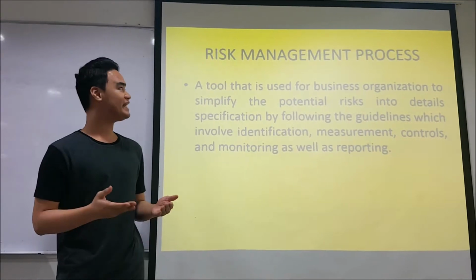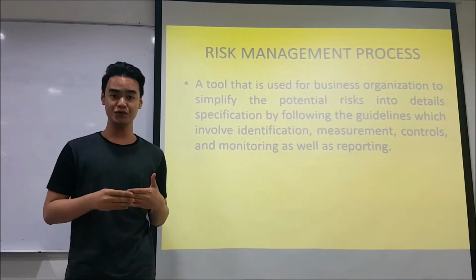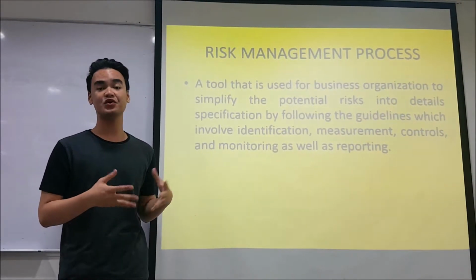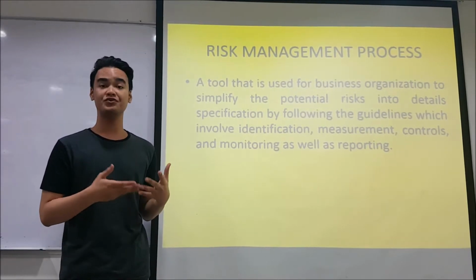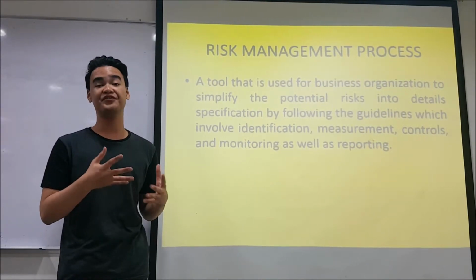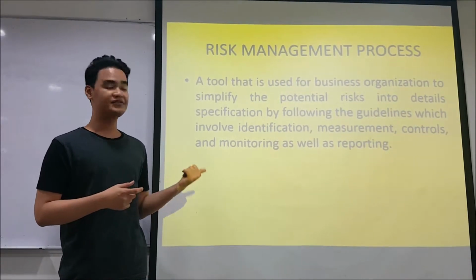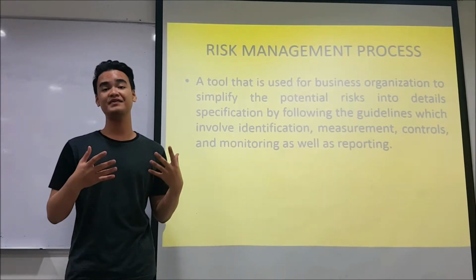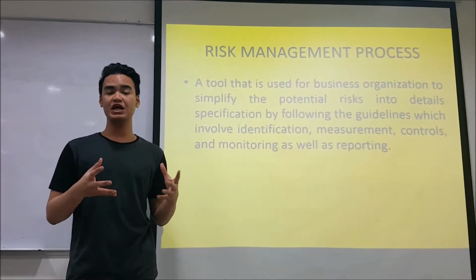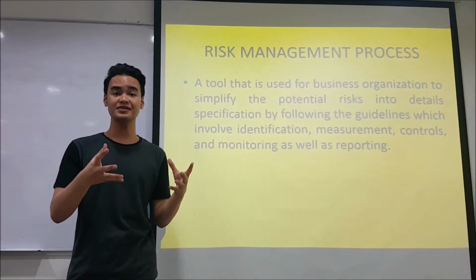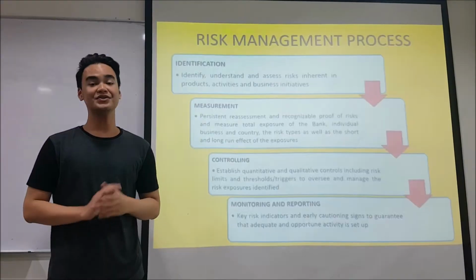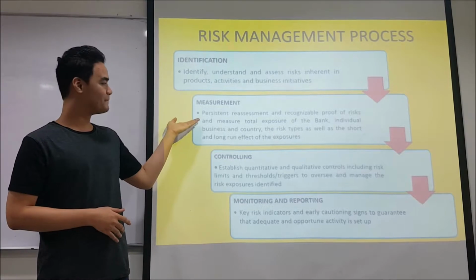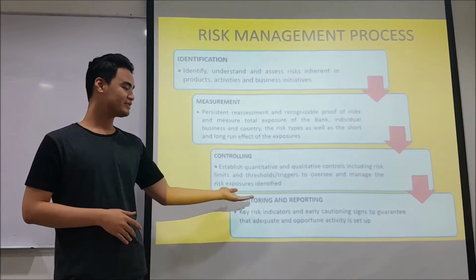So next, I'm going to explain about the risk management process that is also based on the bank perspective itself. So it is a tool that is used for a business organization to simplify the potential risk into detailed specification by following the guidelines that involve identification, measurement, controlling, monitoring as well as reporting. So the practice of the bank will empower the organization to efficiently recognize the chances of risk exposure over the bank. So the risk management process involves 4 steps, which are identification, measurement, controlling, monitoring as well as reporting.